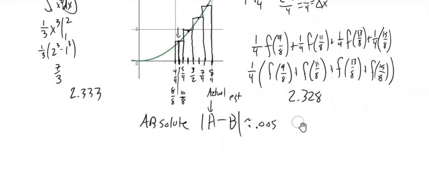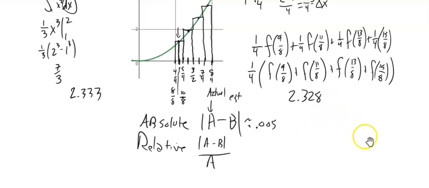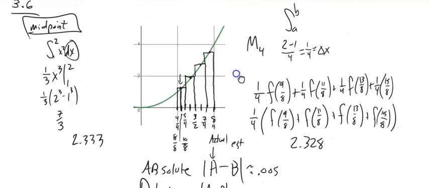That's the actual amount. Another one is called relative error, and it's a percentage. It's the absolute error divided by the actual value, and then you turn it into a percent. So this is 0.005 divided by that 2 1/3, and it's about 2.2%. That's not a bad error. But this is the basic idea with midpoint.